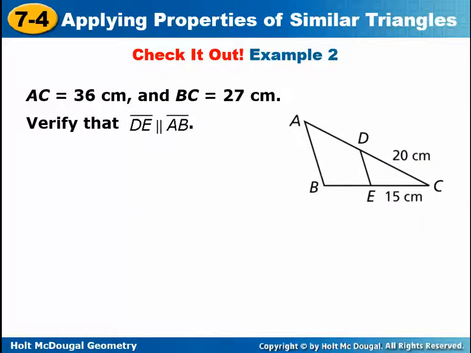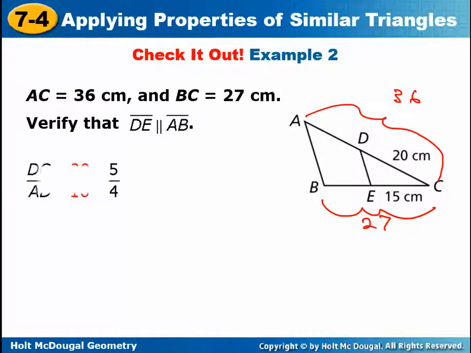Okay, let's check and see if this one has two parallel lines. They don't tell us what AD is, but they do say that from here to here is 36. And they say that B to C is 27. So the theorem says that these segments are proportional.